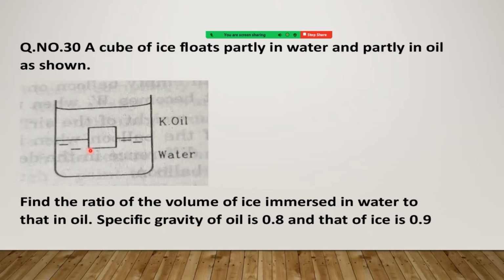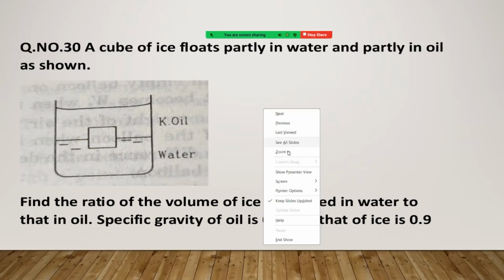So here the condition is that the ice block is floating. Floating means the net force on the ice must be equal to zero. That means we can write that the force by the liquid must balance the weight of the block. See the calculation.